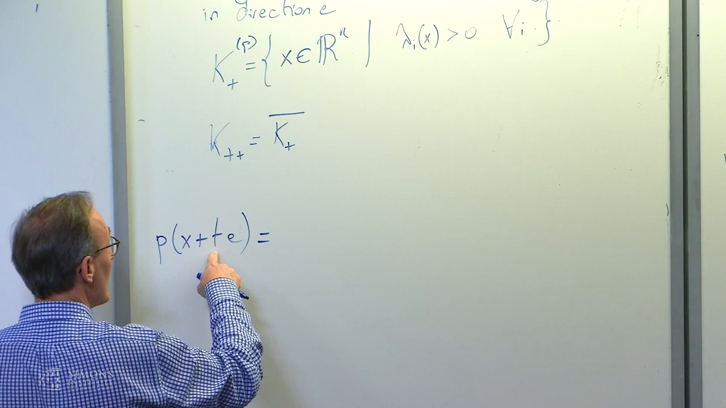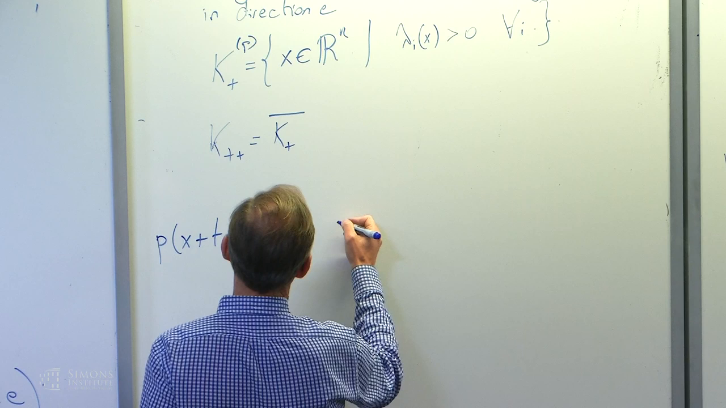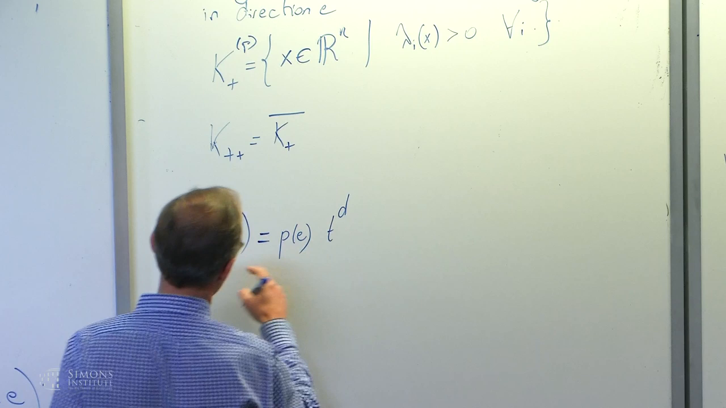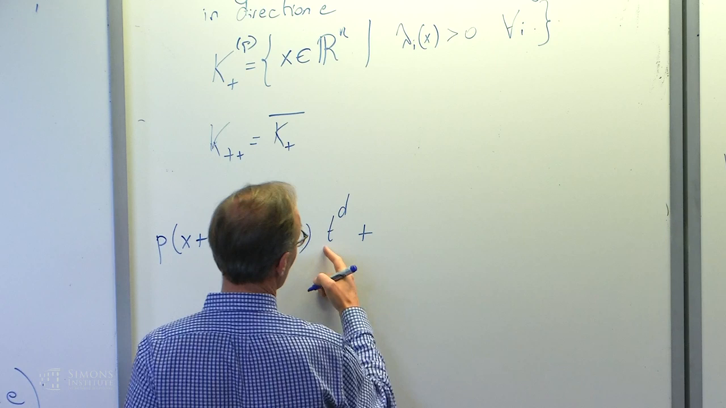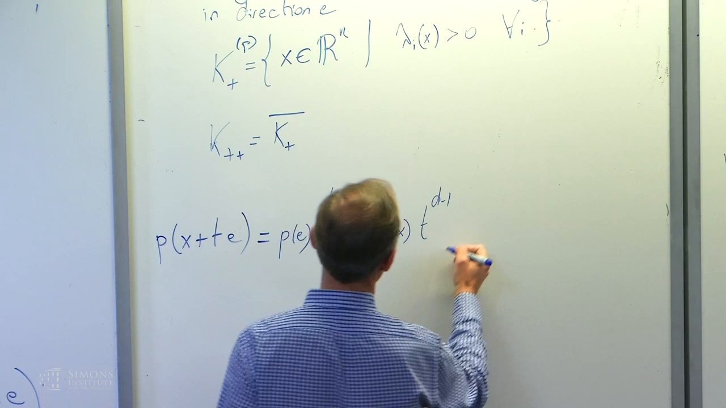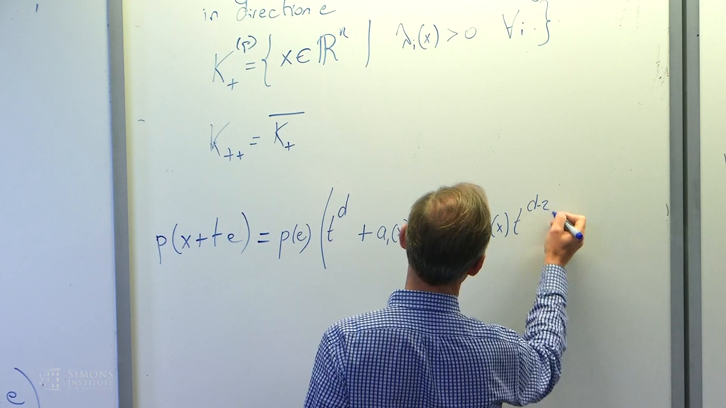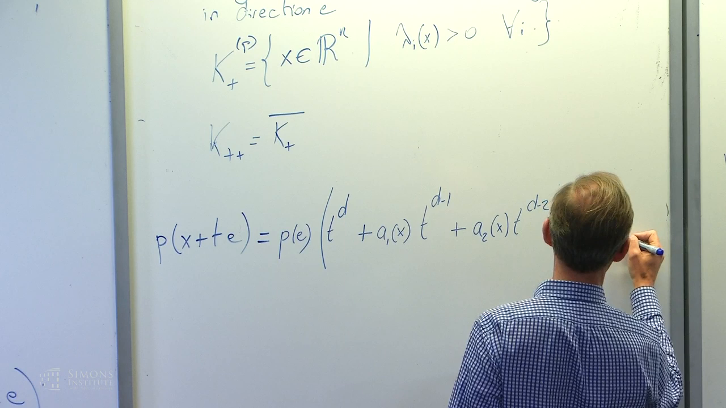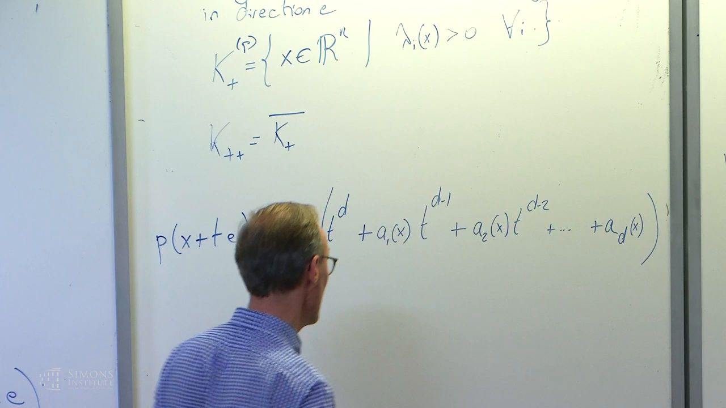So that's a polynomial in T, and it's going to be P of E times T to the D, and then there will be lower-order terms. So there will be a T to the D minus 1, let's call that A1 of X, and then there will be an A2 of X times T to the D minus 2, and so on, plus A D of X, which is the constant term.